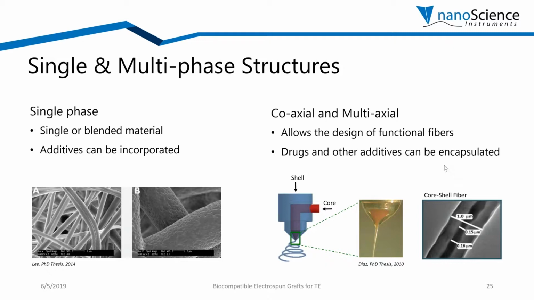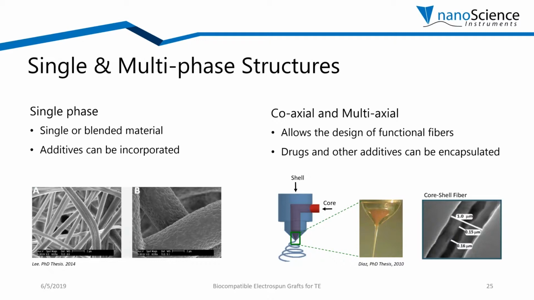Another feature with the Fluidnatek is that we can create fibers and particles in a single phase, or core shell arrangement, and even multi-axial, like for example, tri-axial. For single phase, blended or non-blended materials can be electrospun and electrosprayed. Additives can also be incorporated according to the application needs. For example, growth factors can be blended with the polymer solution before electrospinning, or even just added post-processing. This further improves biocompatibility with the in vivo environment.